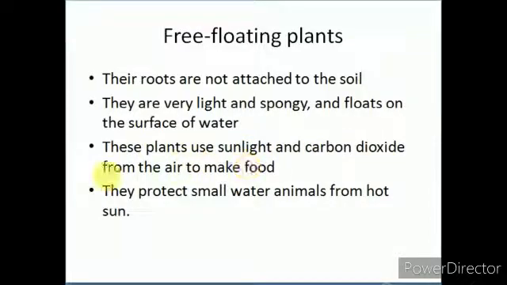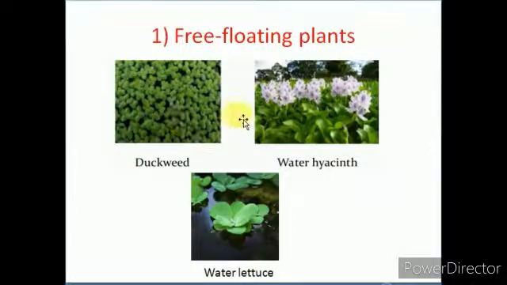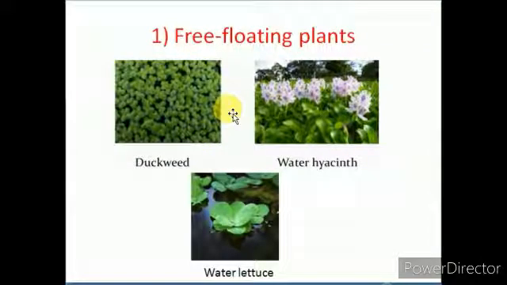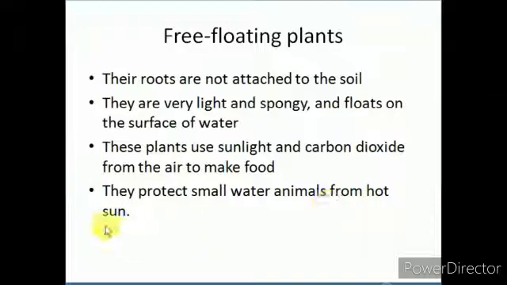These plants use sunlight and carbon dioxide from the air to make food. These plants can make their food on their own. Also, they protect small water animals from the hot sun. তোমালোকে দেখিবলৈ পাইছা তোমালোকৰ ঘৰৰ ওচৰত যিবিলাক পুখুৰী আছে বা যিবিলাক পুখুৰীত ডাকউইড বা water hyacinth বা water lettuce আছে, তাত কি দেখিবলৈ পাইছা, ডাকউইড বা water hyacinth গোটেই পুখুৰীটো আৱৰি পেলায়. ঠিক আছে, আৰু সিহঁতে কি কৰে, পানীৰ তলত থকা যিবিলাক aquatic animals আছে, মাছ হওক বা অন্য বিভিন্ন ধৰণৰ aquatic animals, সেইবিলাকক সিহঁতে ছাঁৰ পৰা প্ৰটেক্ট কৰি ৰাখে বা গৰমৰ পৰা প্ৰটেক্ট কৰি ৰাখে বুলি ক'ব পাৰা. ঠিক আছে, so this is all about free floating plants.